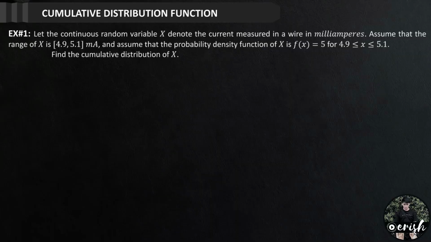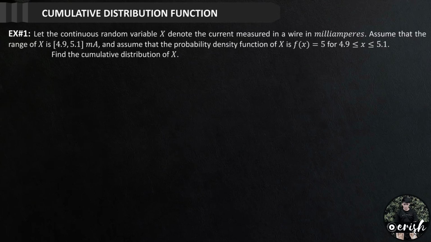Let a continuous random variable x denote the current measured in a wire in milliamperes. Assume that the range of x is from 4.9 to 5.1 milliamperes. And assume that the probability density function of x is equal to f of x equals 5 for 4.9 less than or equal x less than or equal 5.1. Find the cumulative distribution of the x.